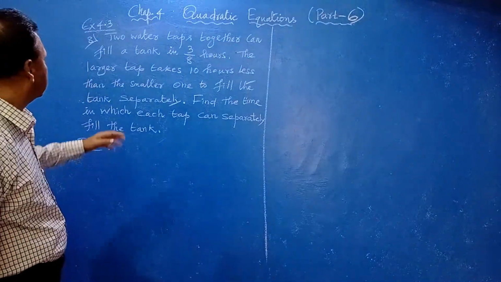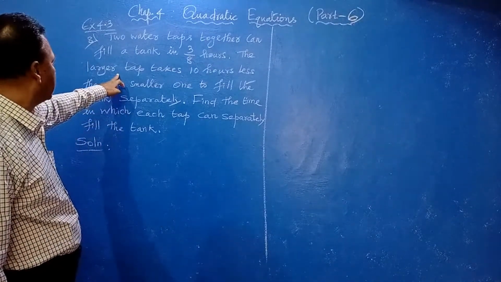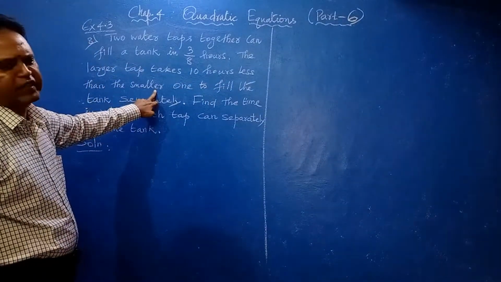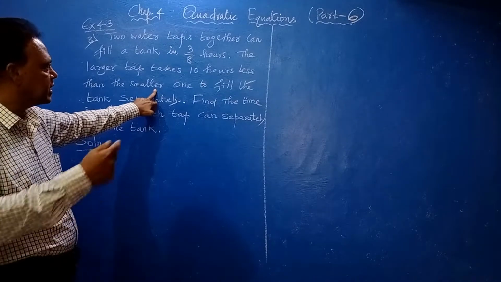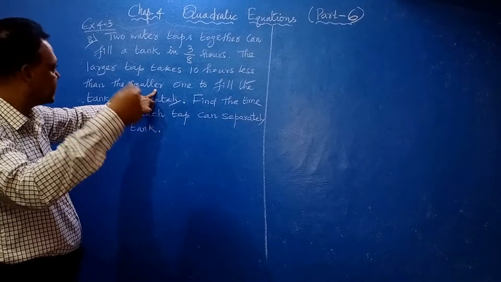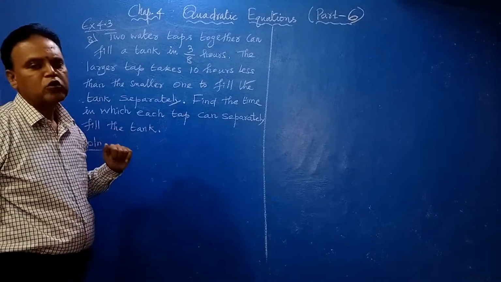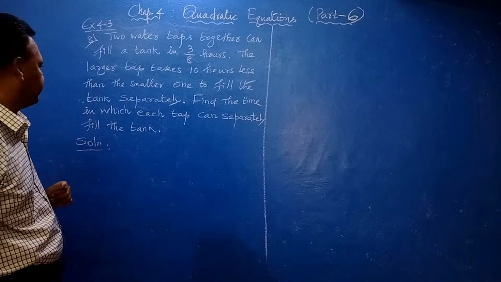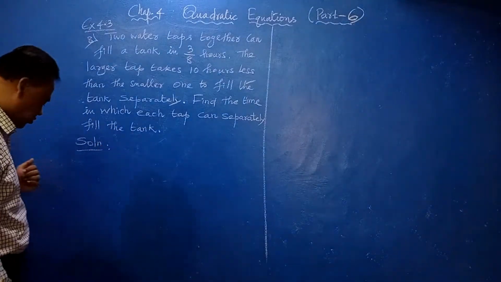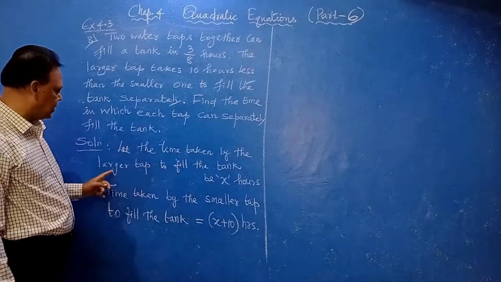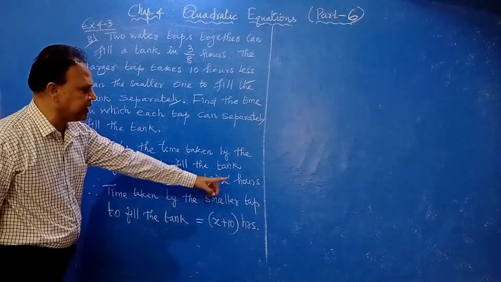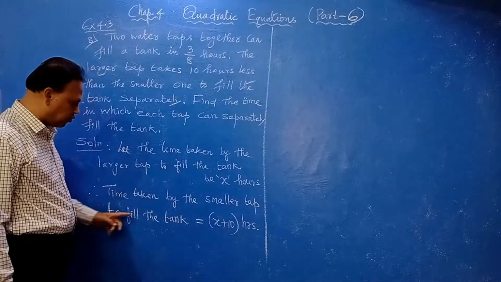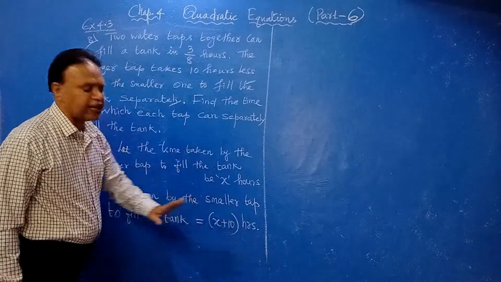So here it is clearly given, the larger diameter tap takes 10 hours less than the smaller one. So accordingly you have to take the unknown here. We have to find out the time. So you take the time taken by the larger tap to fill the tank to be x hours. Therefore, time taken by the smaller tap to fill the tank will be x plus 10 hours.